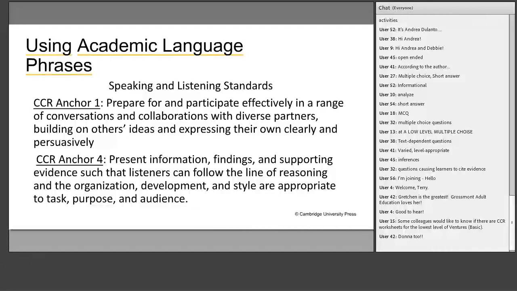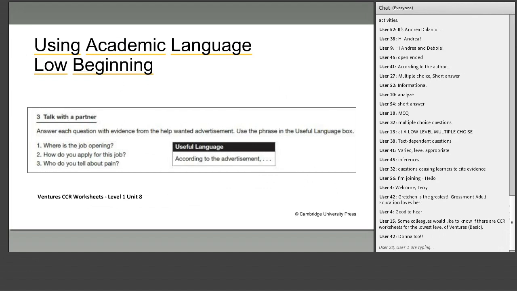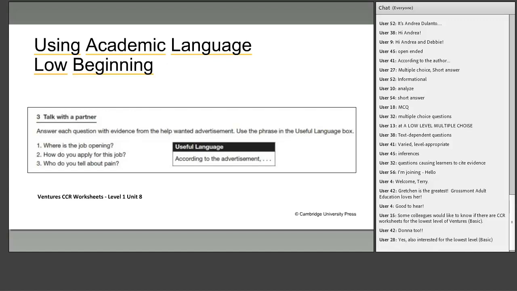CCR Speaking and Listening Standards 1 and 4 state the importance of citing evidence verbally and communicating with diverse partners. This exercise develops this skill by asking learners to answer questions about the readings using academic phrases appropriate for citing evidence. Notice the phrase in the useful language box next to the questions. In this beginning level exercise, the learner is interpreting a job advertisement and answering the questions asked by his partner. They're going to use the phrase according to the advertisement.